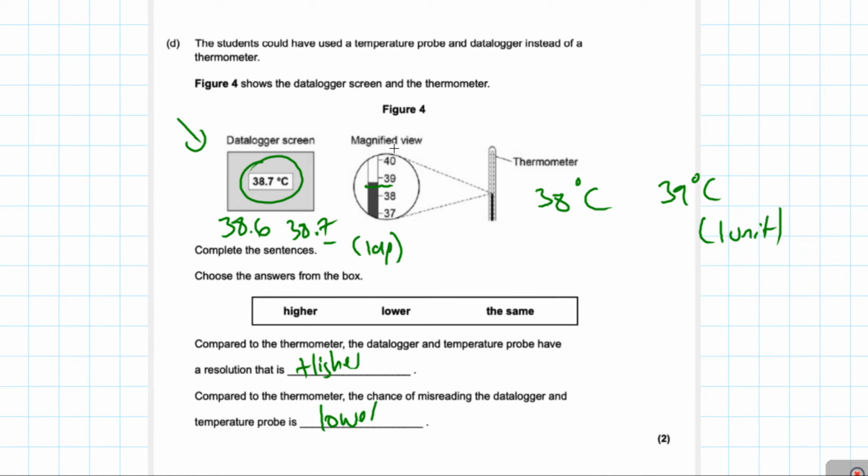Also, it depends on your eye level. If you look at something like a thermometer at different angles, you might get different readings as well. And this is called a parallax error. But generally, for this question, the chance of misreading the data logger and temperature probe is much lower than with the thermometer.